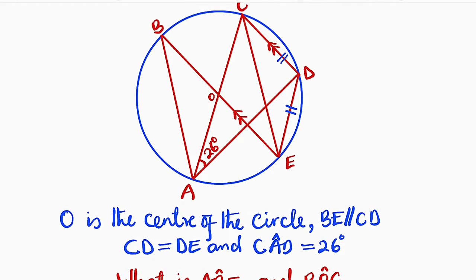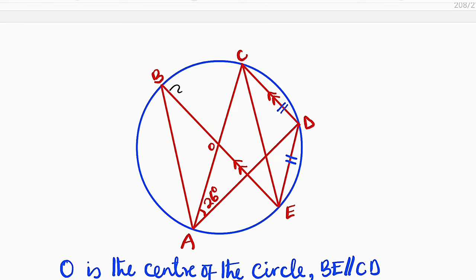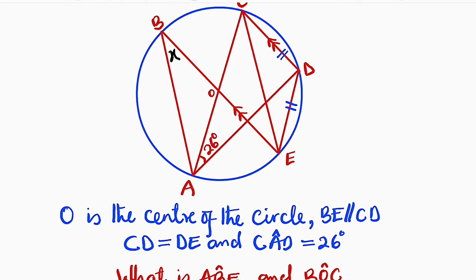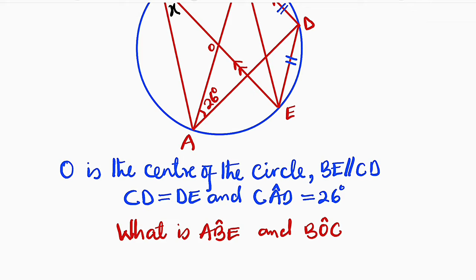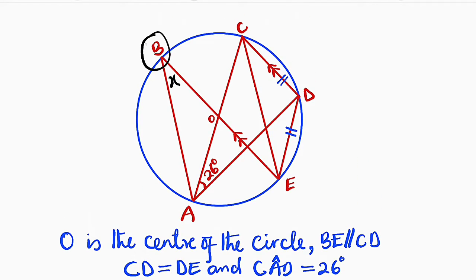Let us identify them. ABE, we are talking about this angle. Let me call it X. Which other angle? BOC. BOC, we are talking about this particular angle. Let me call it Y. All right, these are the two angles we are looking for.